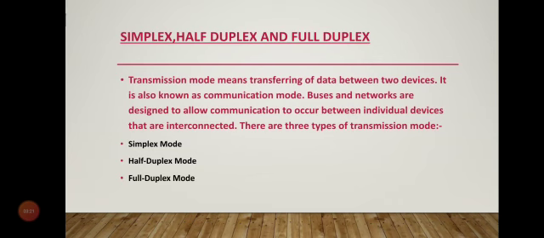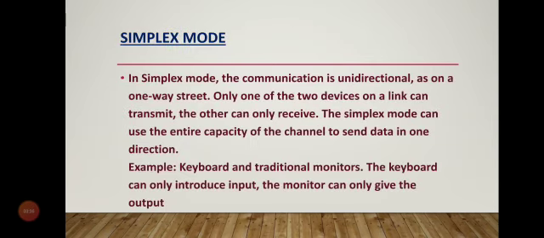There are three types of transmission mode. My dear students, three modes are there: simplex mode, half duplex mode, and full duplex mode. In simplex, data transmission is in one direction only, from sender to receiver. For example, data being sent from a computer to printer.